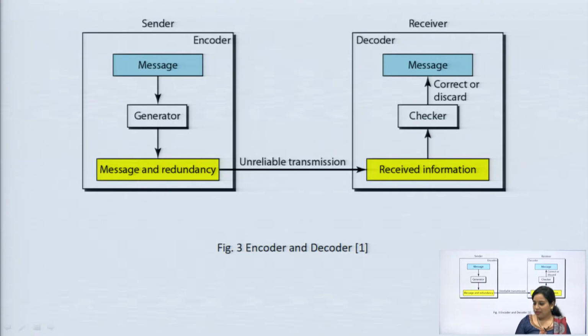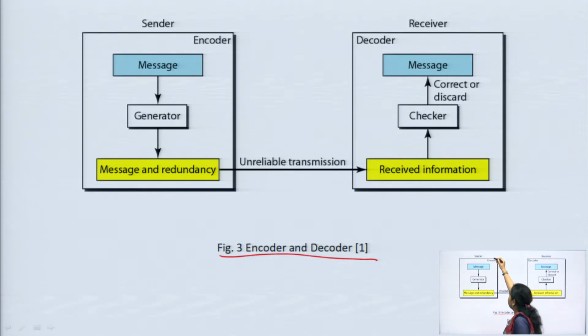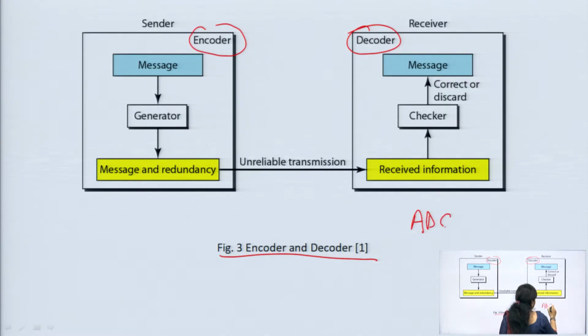Now, next we will see the diagram of encoder and decoder. For detecting the information, or how the data will be generated at the encoder side and how it will be regenerated at the receiver side, it will be more clear from this diagram, that is the encoder and decoder. Now, the encoder is a part of ADC. ADC is nothing but an analog to digital converter.